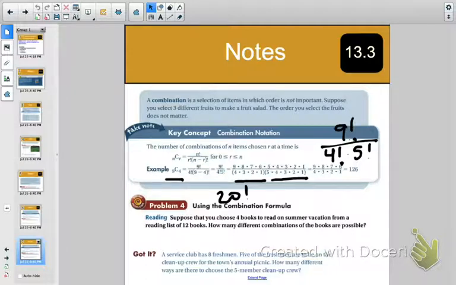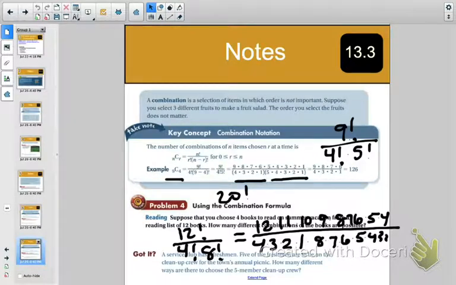So problem 4, suppose that you choose 4 books to read on summer vacation from a list of 12. How many different combinations of books are possible? So you have 12 books total, so 12 factorial, over, you're choosing 4, so 4 factorial, and 8 factorial to make a total of 12. And let's see what that gives us.